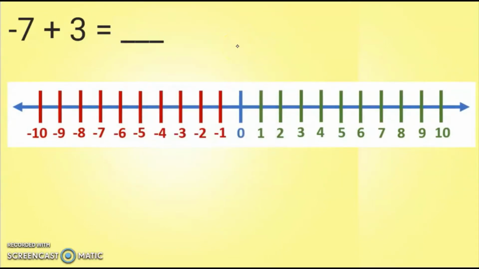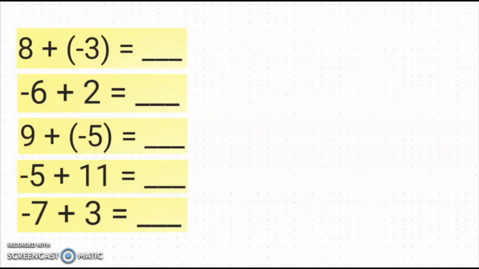Okay, another example, negative 7 plus 3. So on our number line, start with negative 7, 3 steps to the right, 1, 2, 3, and our sum is negative 4. Let's have a recall of our examples.